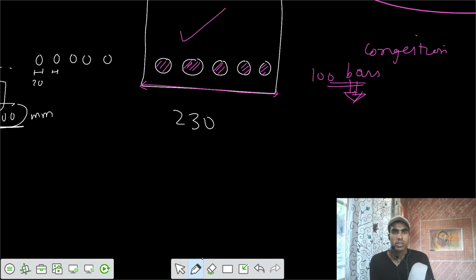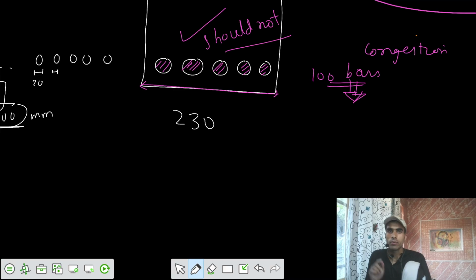I would say you should not prefer this method. We designed it, but it would have a problem of congestion. The 5 bars should not be placed together in one line. If your width is lesser, that is 230, that means we should place the bars in rows.